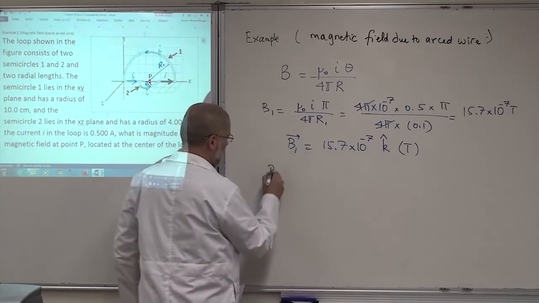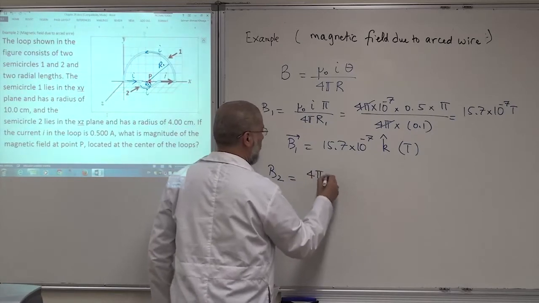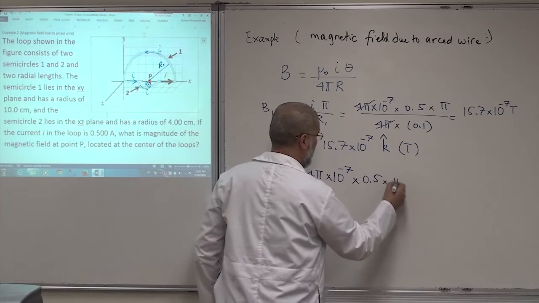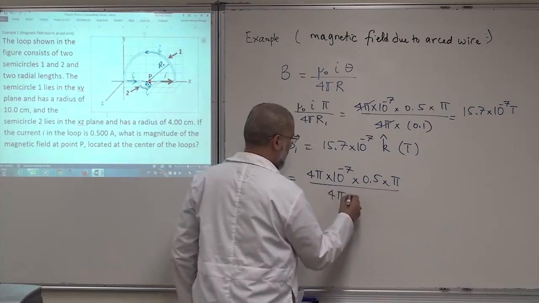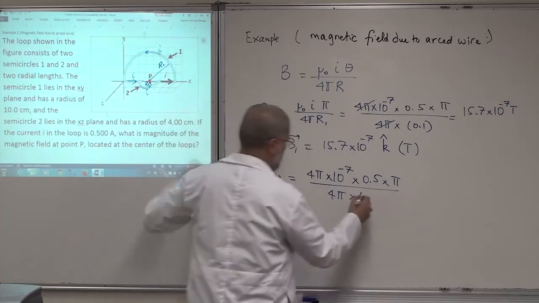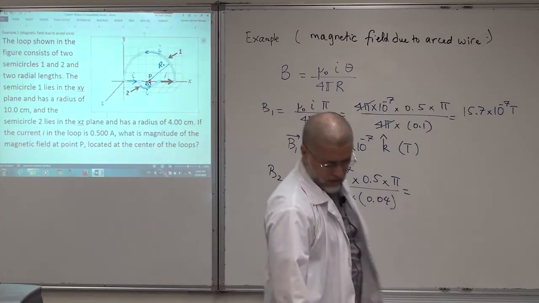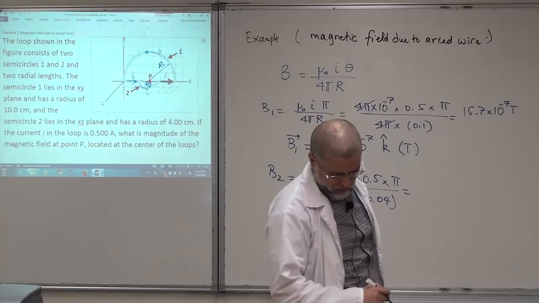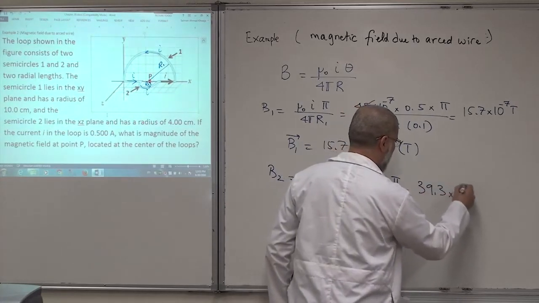Now let's go to B2. The magnetic field due to the other wire, 4 pi to the power minus 7 times 0.5 times pi, the same current, everything the same, except the radius. Now the radius is 4 centimeters, which is 0.04. So if you calculate correctly, you should get 39.3 to the power minus 7 Tesla.